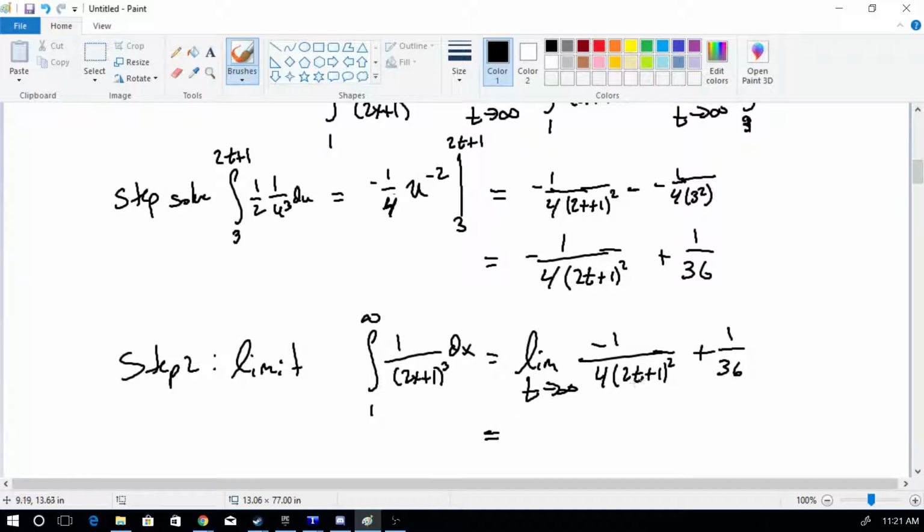T is in the bottom. T goes up to infinity. This whole thing goes to 0. So I get 0 plus 1 over 36. And that equals 1 over 36. Great. Okay. Now, maybe you didn't see the u sub.